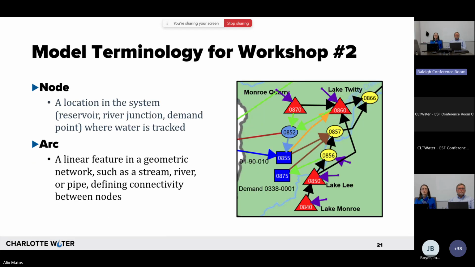We'll also talk about nodes and arcs. Nodes are just specific locations in the system where we're tracking those inputs and outputs. This might be a reservoir or a location where two tributaries come together. An arc is how we move water around the basin. It's a linear feature like a stream or a pipe, and it's designated by the arrows you see here in the graphic on the right. The direction of the water movement is the same as the direction that the arrow is pointing, and the arcs are connecting these nodes so that we can move water around and perform the tracking.